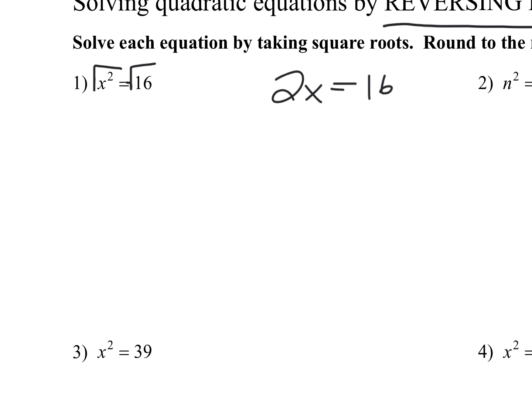What happens on the left side is that the exponent and the square root cancel each other out. So then you're just left with x. And then what's the square root of 16? 4.